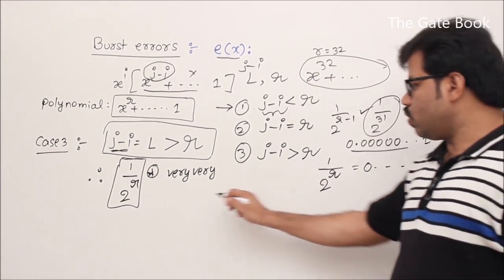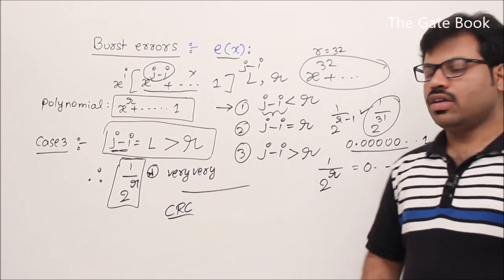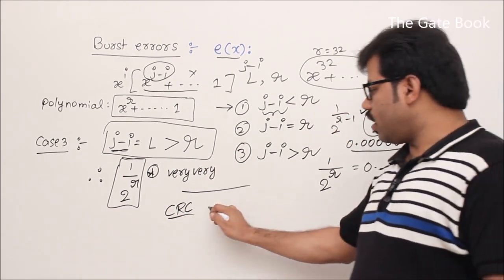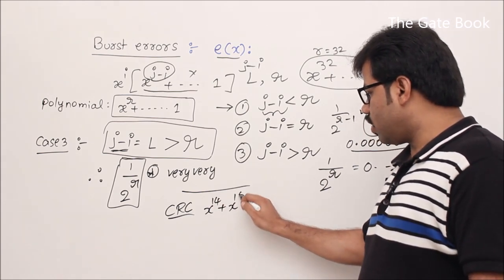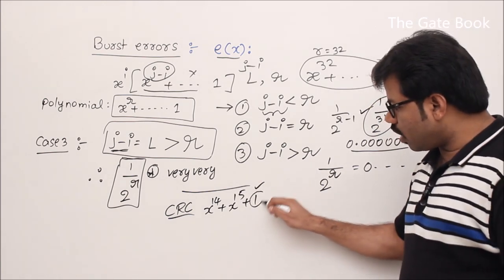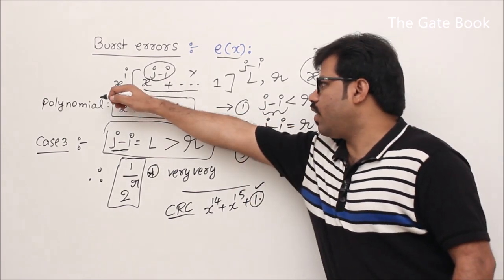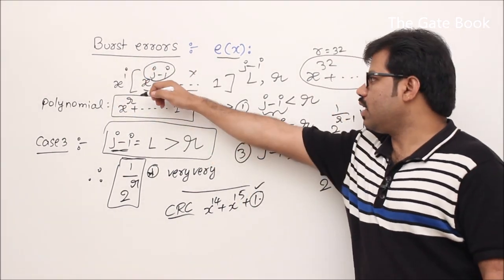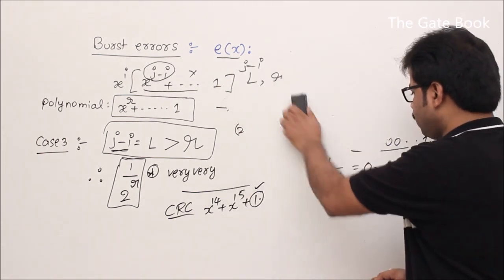Now let's choose one cyclic redundancy code, a CRC polynomial, and understand it. For example, your polynomial is x power 15 plus x power 14 plus 1. This is a primitive polynomial, I already told you. Because of this one factor, this 1, it is not going to divide this x power i. Now our target is this one. We'll take each burst one by one.